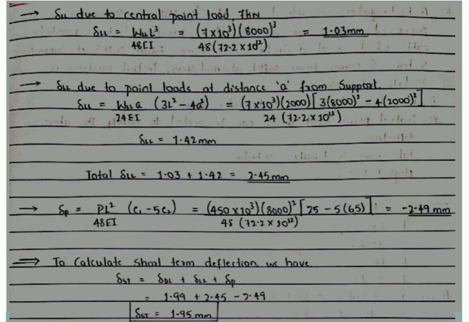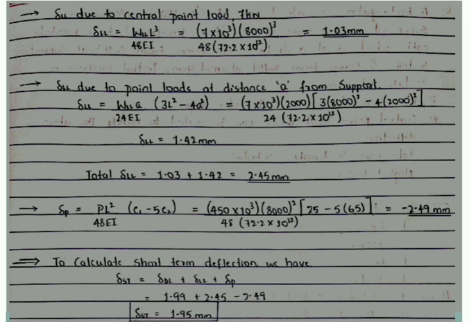So now for the central point load, the formula is the same which we used in the previous example. Delta live load is equal to WL cube by 48 EI. Now again understand this, we have 3 point loads, one is at the center itself. So the formula remains the same for the central point load.